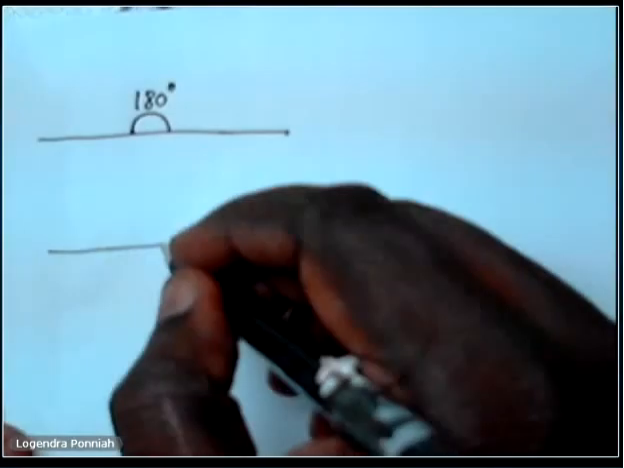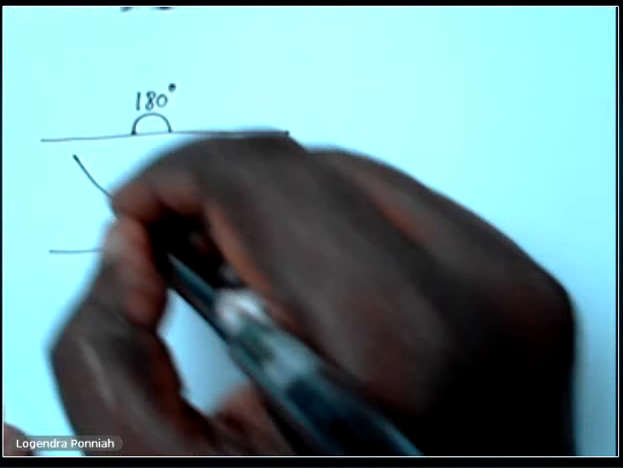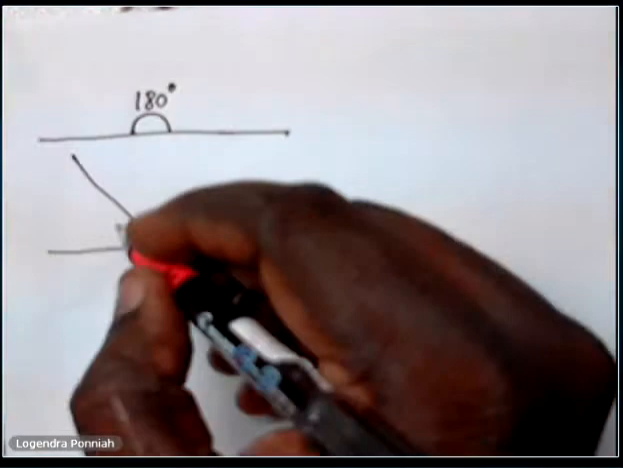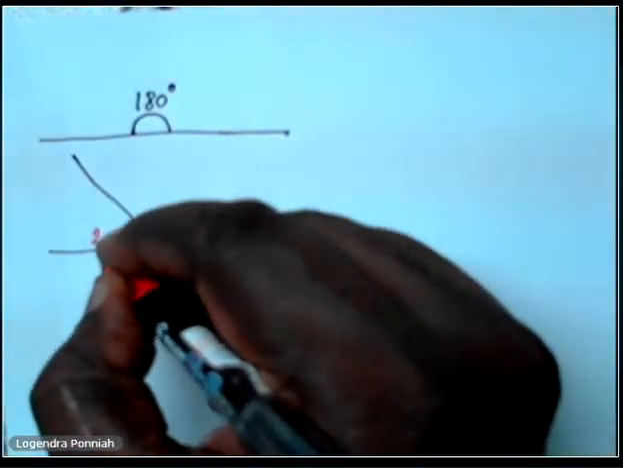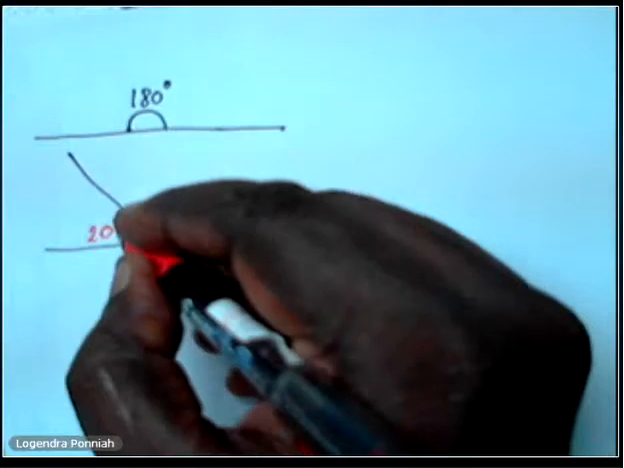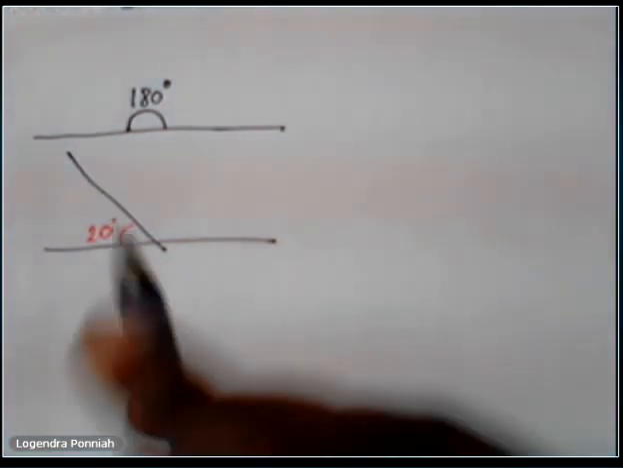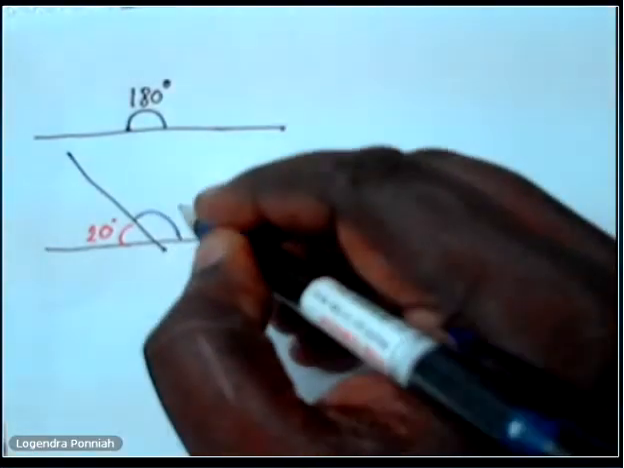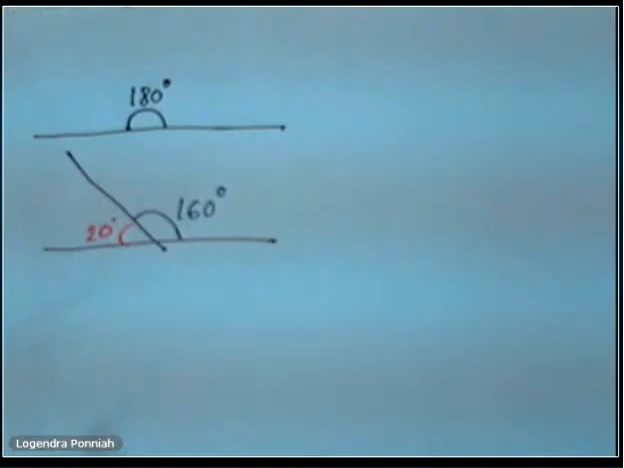So, for example, if I draw a straight line and I have an angle here, and I say this is 20 degrees, of course, this is a very bad sample, so the balance will be 160 degrees because the total of any angles on a line is 180 degrees.